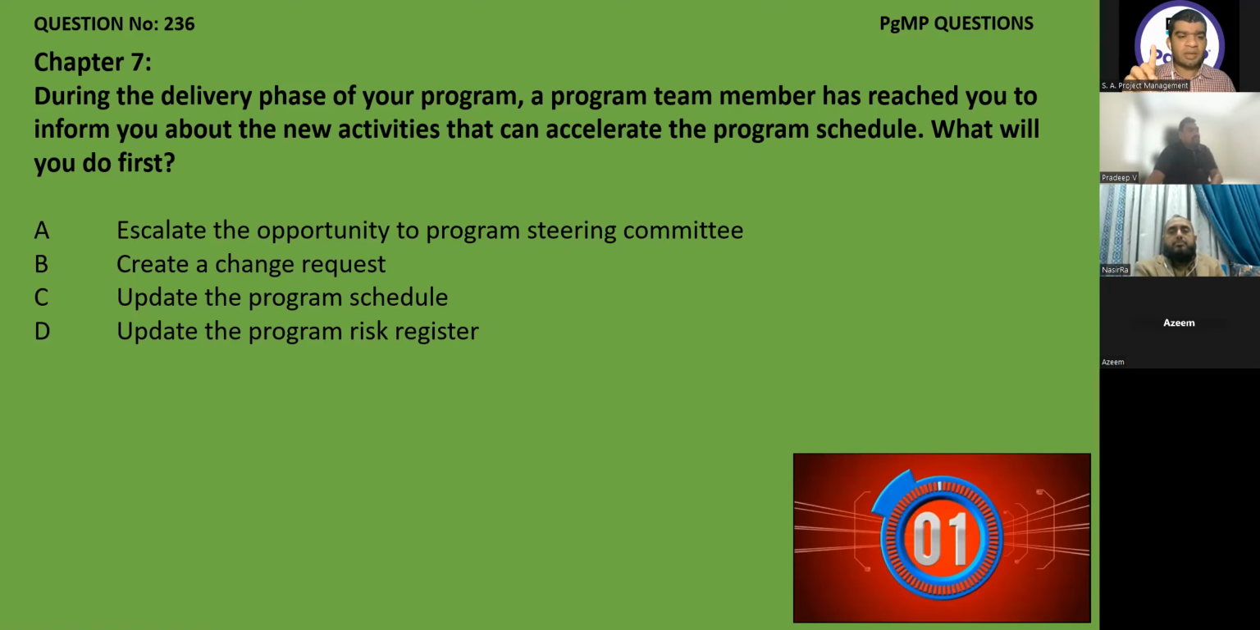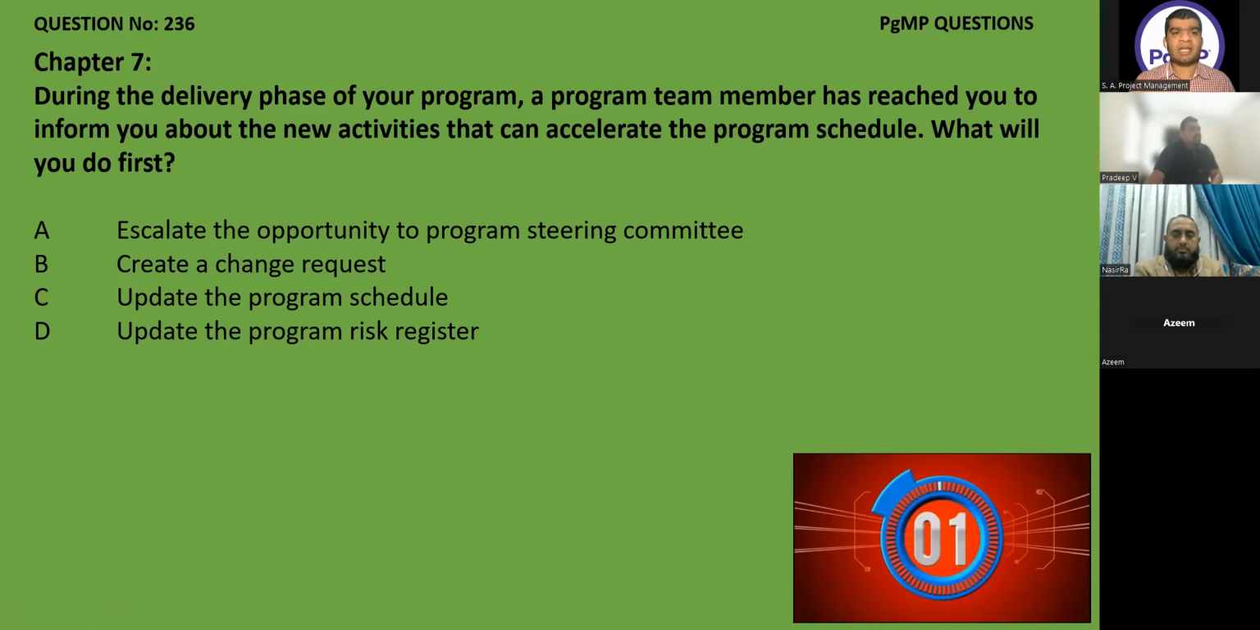Okay, so be very careful about the questions on risk. Minimum 5 to 10 questions will come for risk in every PMI domain, as I explained before. So here the correct option is D, update the program risk register. And this option B, if there is change request, the program manager will create change request, right? Yes. Program manager is responsible.